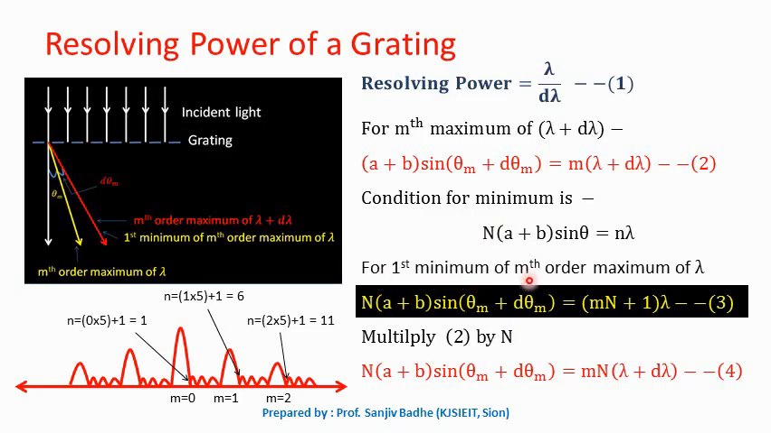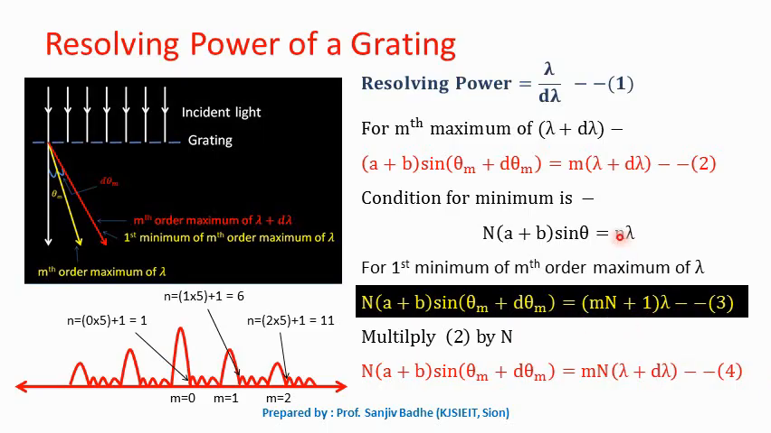So for the first minimum of the mth order maximum of lambda, we can just replace this theta by theta m plus d theta m, because this first minimum of the mth order maximum of lambda is obtained at this angle theta m plus d theta m, and this n we are replacing by mN plus 1. This n is replaced by mN plus 1 for the first minimum of the mth order maximum of lambda. Just remember this. M is the order of the maximum, N is the number of lines on the grating.